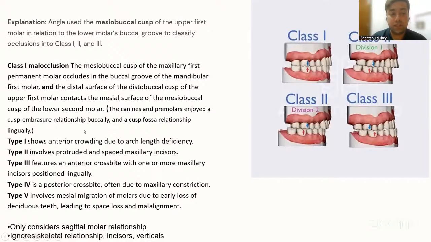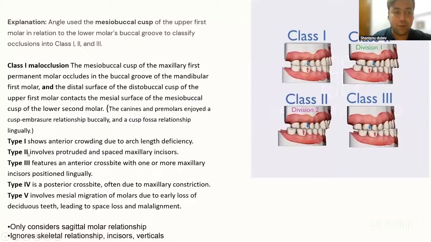And we all know it was further divided into types, which was called Dewey's modification. Type 1 is anterior crowding. Type 2 is spaced maxillary anteriors or protrusion. And I have deliberately written this as type 2.